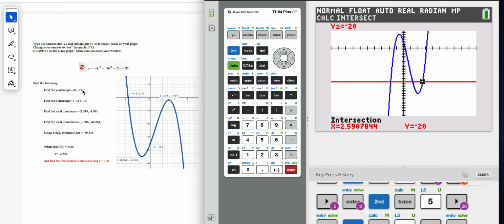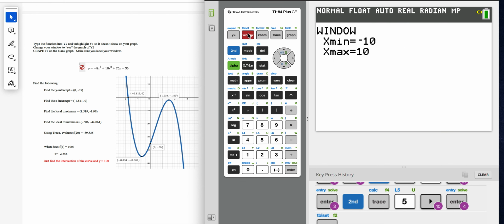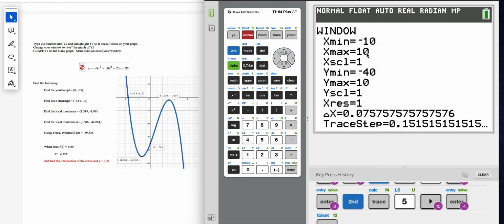But we have to be able to find a y-intercept, the x-intercept, this is the maximum, this is the minimum. We can use trace to find a function. Now on this one, it might give you an error right away when you do f of 20, because think of your window. If your window is still negative 10 to 10, and you tell it to evaluate something outside of that window, it might have a problem. So you can always go and change your window and make it go to like 30.